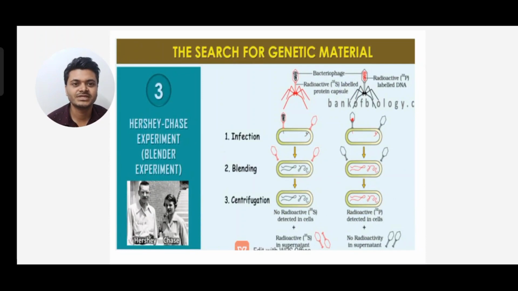So you could see the steps: infection, blending, and centrifugation. First, a bacteriophage is taken and infection is done. Infection, blending, and centrifugation are the three processes: first the infection, then blending, then centrifugation. After centrifugation, they saw that with 35S sulfur no radioactivity is detected in cells, whereas the supernatant was radioactive, and in case of radioactive phosphorus, radioactivity was detected in cells and none in the supernatant.